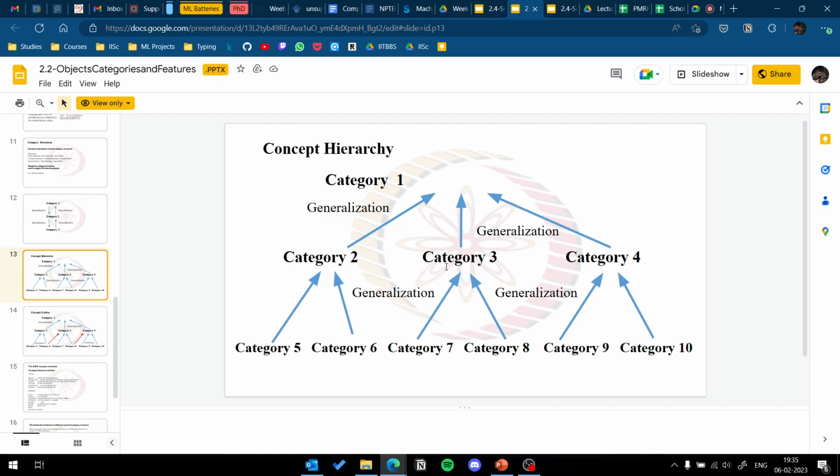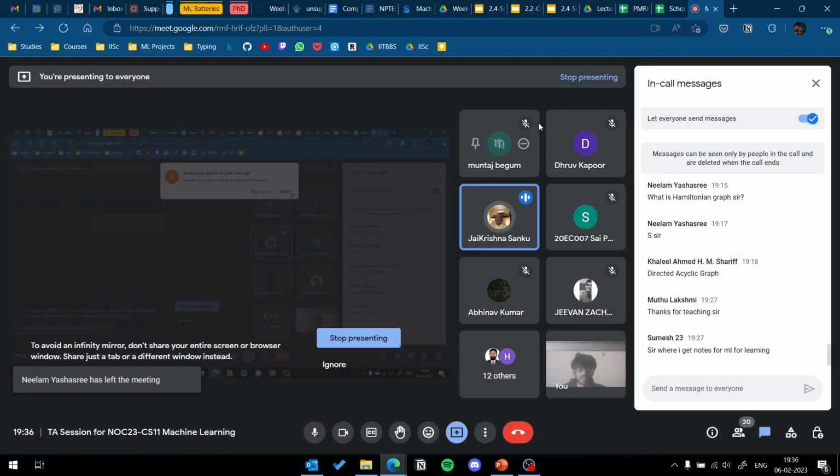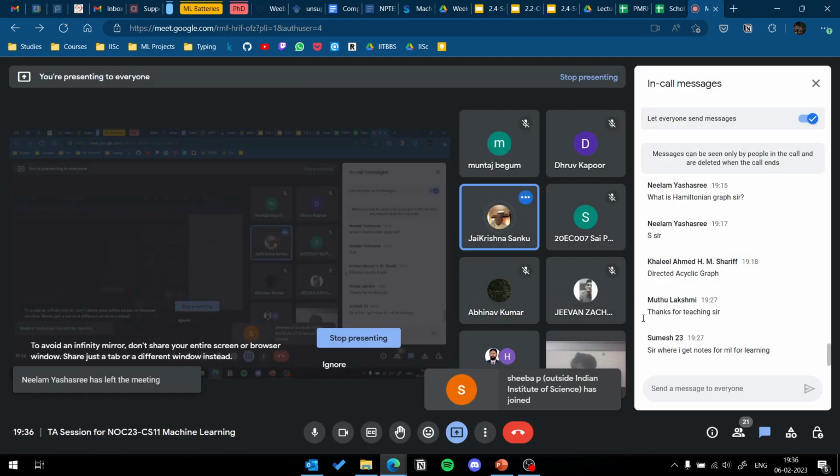I think it was easier for the professor to explain, so he put the arrows in the opposite direction. That's right. I'm sorry, I was thinking it was coming from the other side.